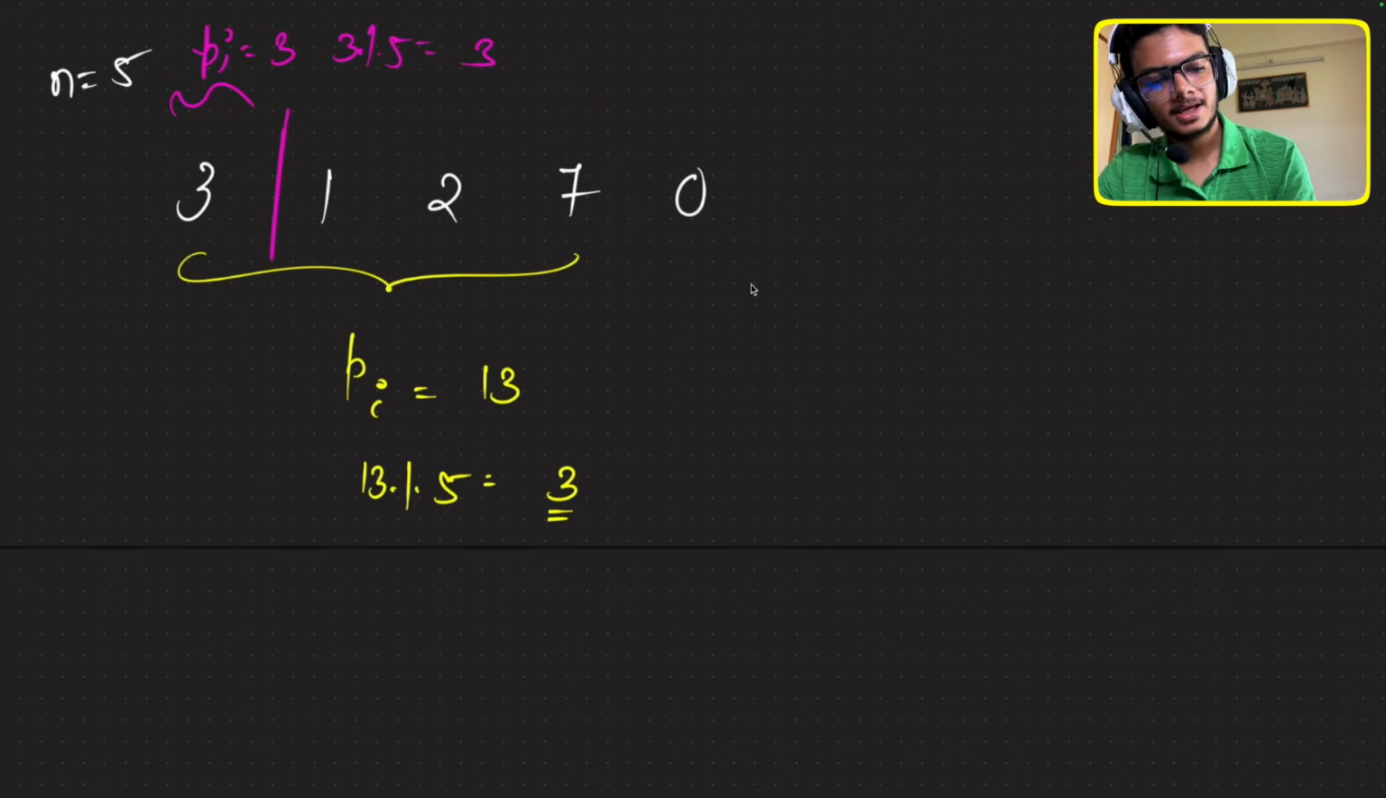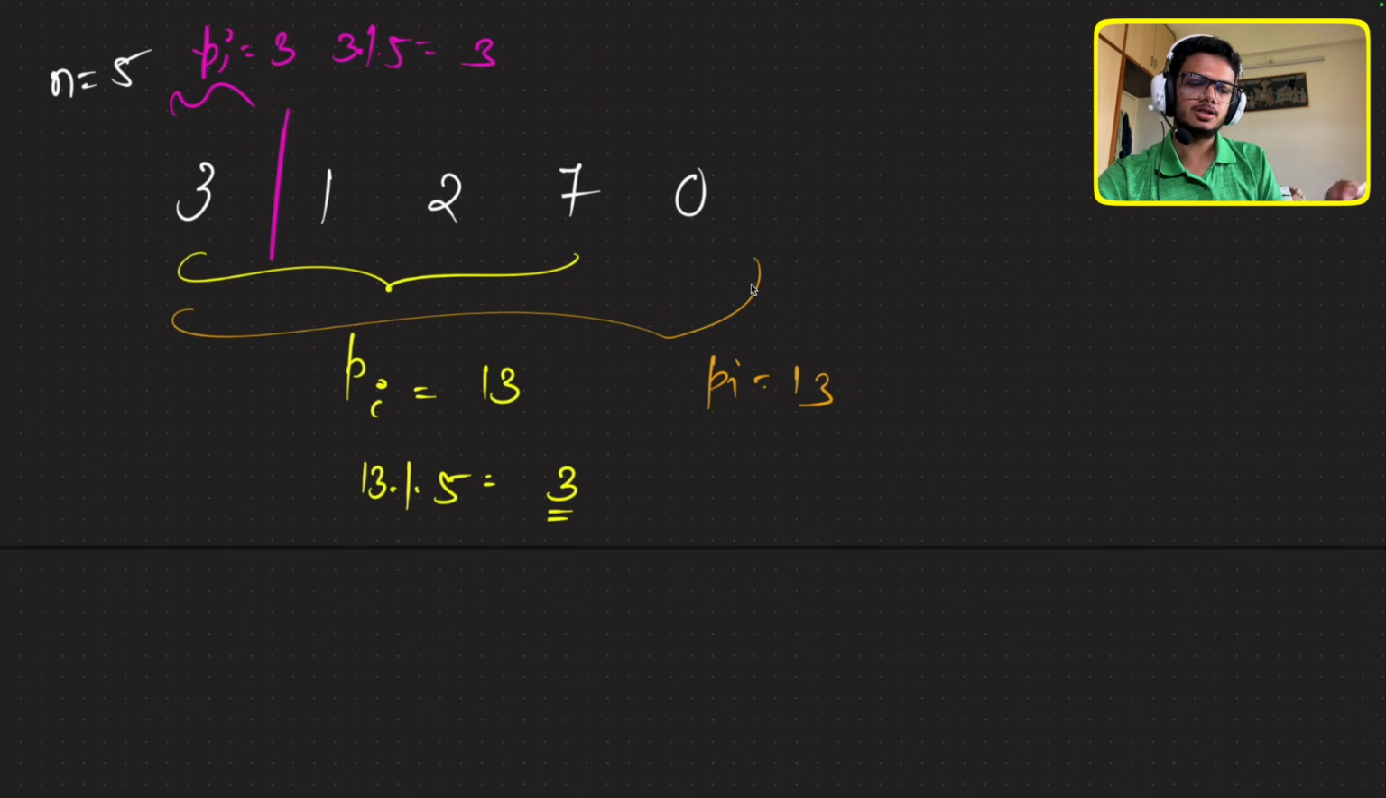Makes sense? Similarly, the same logic holds true here. If you come here, the prefix sum is again 13. You find me a prefix sum before it which yields a remainder of 3, and you'll be able to find it. Which one? The same one. Right, so this is how the answer gets calculated.